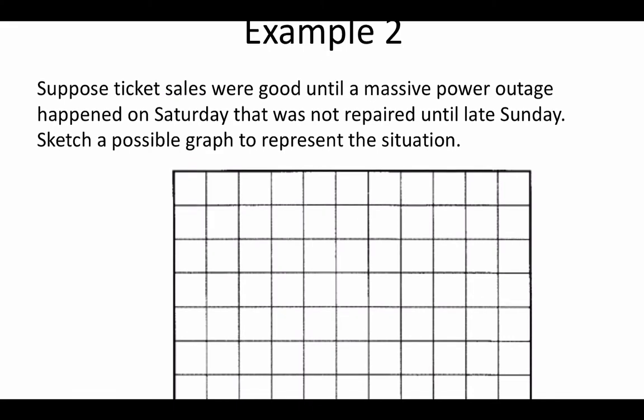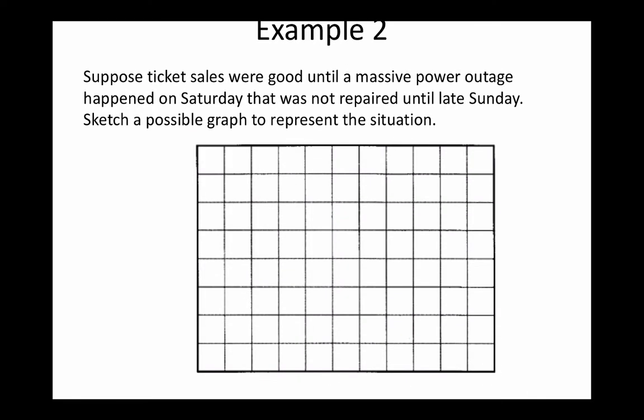Now, say we're talking about that same amusement park, and suppose ticket sales were pretty good on one day until there was a massive power outage that happened on Saturday and that was not repaired until Sunday. Sketch a possible graph to represent the situation.